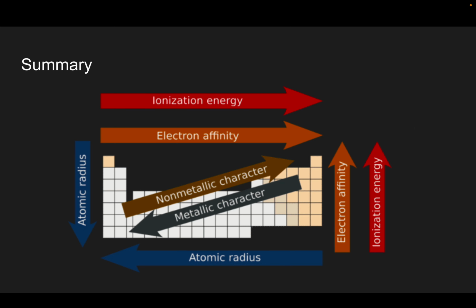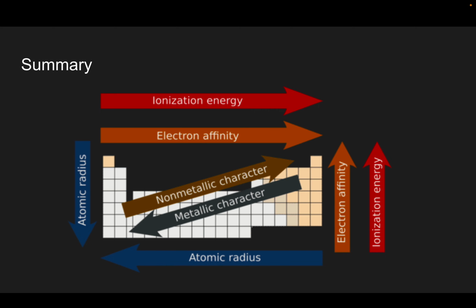And here is a picture of mostly everything I have explained to you. Here you can see ionization energy, electron affinity, atomic radius. Here is now ionic radius, but the trends of atomic radius and ionic radius are pretty similar. And here are non-metallic character and metallic character.